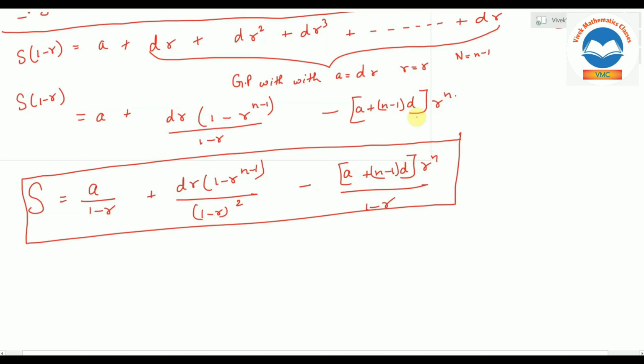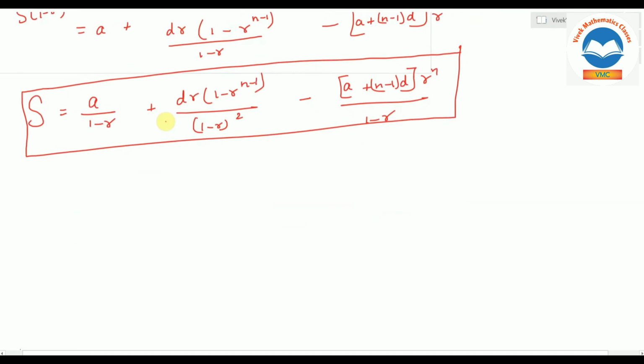I won't prefer to remember this formula. I will prefer to derive it each and every time. Just what you have to do, you have to multiply by the common ratio of the GP and subtract, you will get this. Okay, so this will be the sum of n terms of AGP.